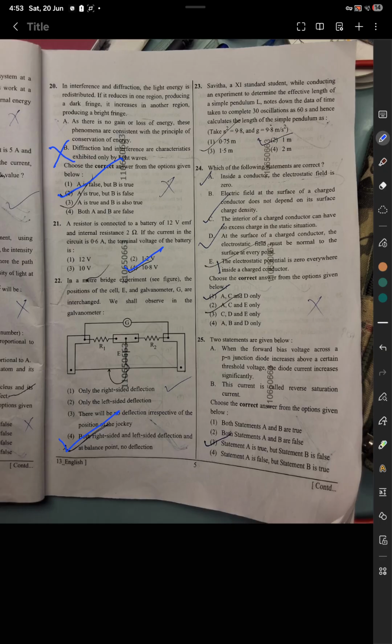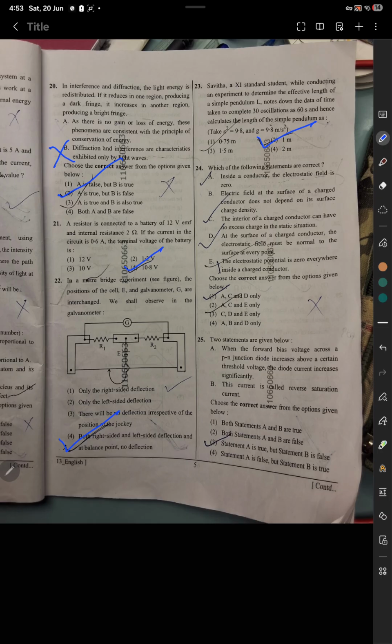Question number 23. Savita, an 11th standard student, while conducting an experiment to determine the effective length of a simple pendulum L, notes down the data of time taken to complete 30 oscillations as 60 seconds, and hence calculates the length of the simple pendulum as 1 meter. So your answer is 1 meter.